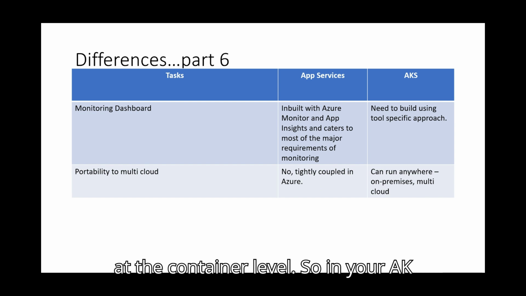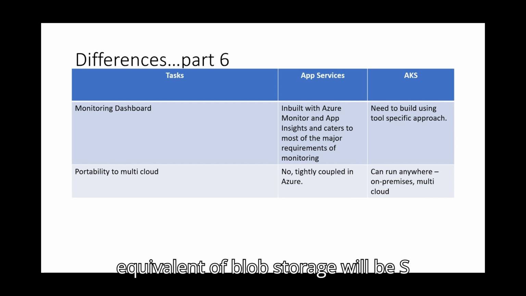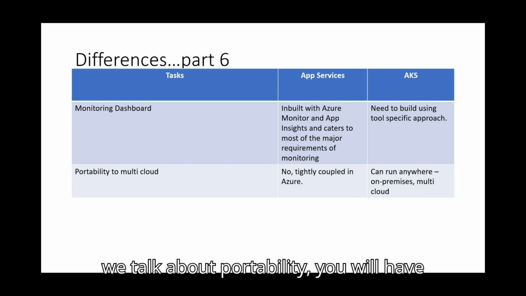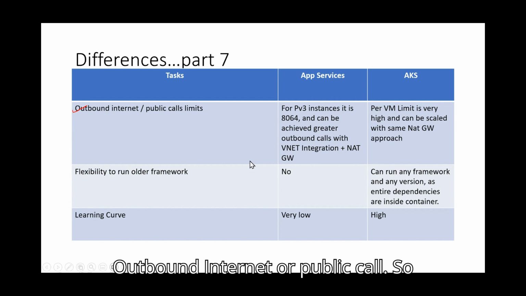So in your AKS application, if you are using Azure Blob Storage and now you want to run your application on AWS, then the equivalent of Blob Storage will be S3. In other words, you will have to change your code. So when we talk about portability, you will have to be really careful in terms of which services you are using.